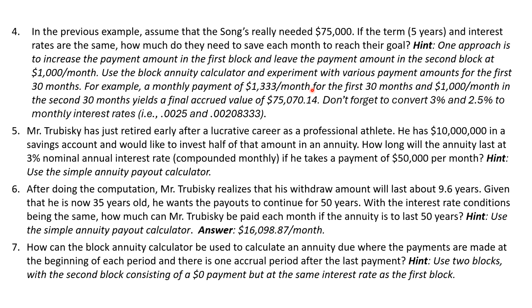Now this particular block annuity calculator was expecting monthly rates. So you have to do a bit of a conversion here. You have your 3%, and first you need to convert that to 0.03, and then you need to divide by 12 to get the monthly rate. So that would be 0.0025. And then you need to do the same deal with the 2.5%, and that gives you this monthly rate.